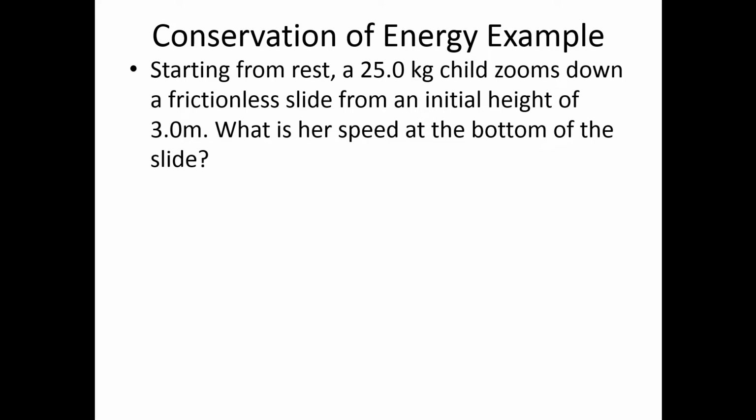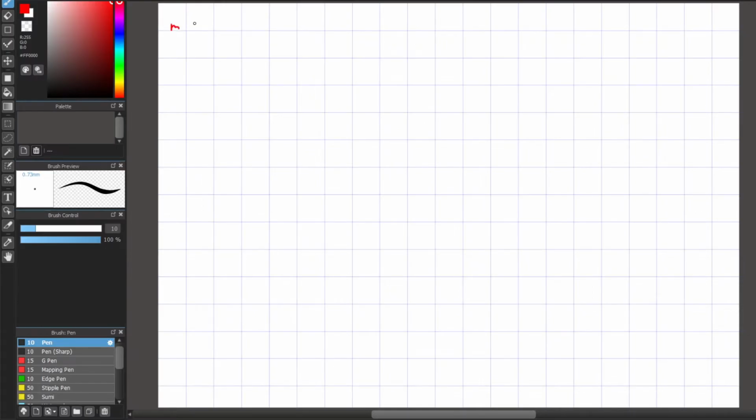Alright, so starting off, let's identify the information that we are given. The mass of the child is 25 kilograms. The initial height of this problem is going to be 3.0 meters. The initial velocity is going to be 0 meters per second because the child is starting from rest. And then the problem is asking for how fast will they be when they reach the bottom of the slide, right before the bottom of the slide.